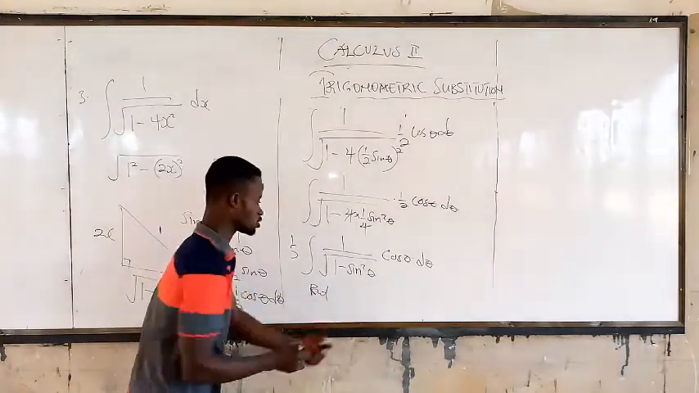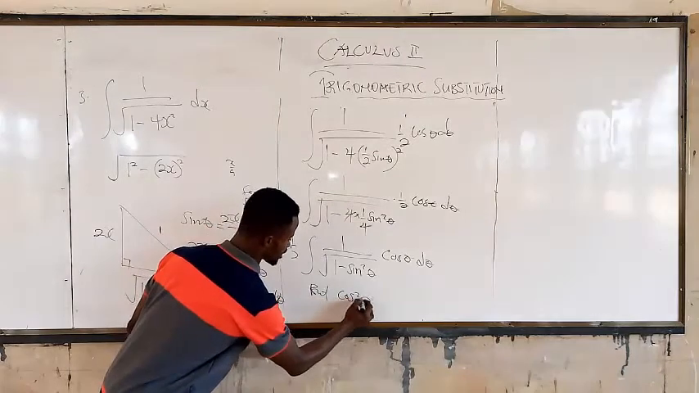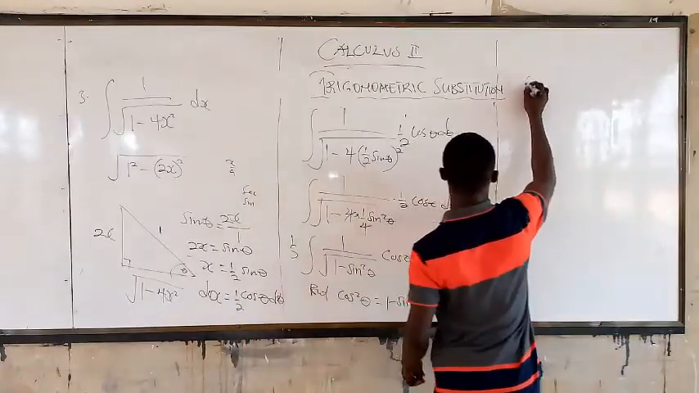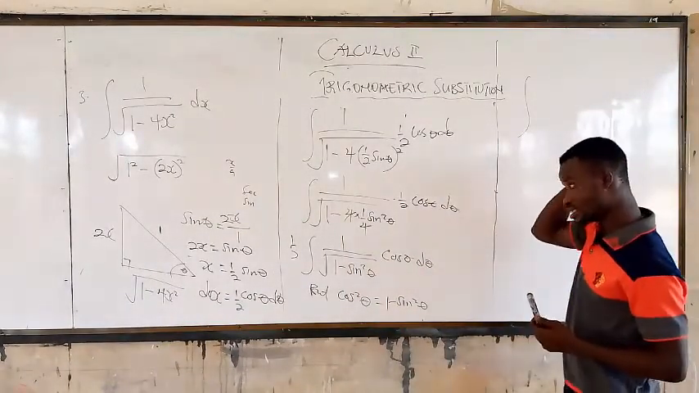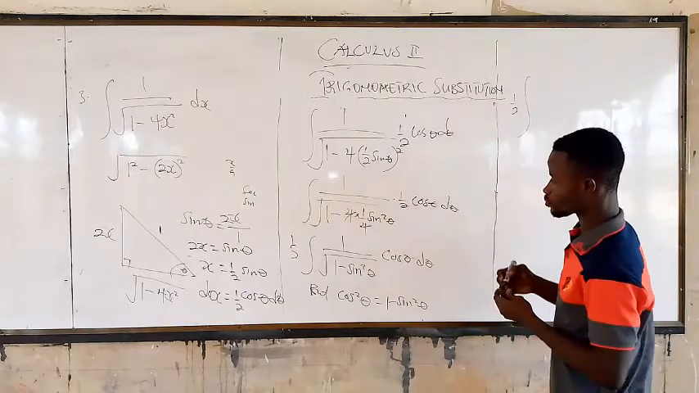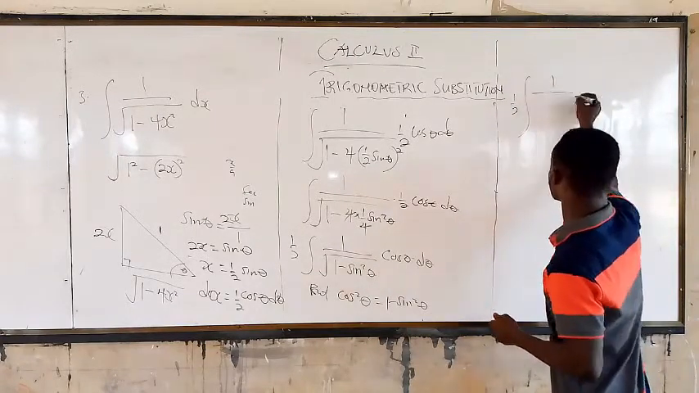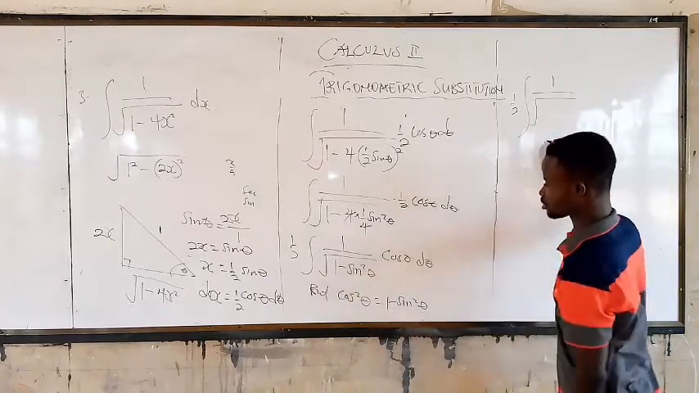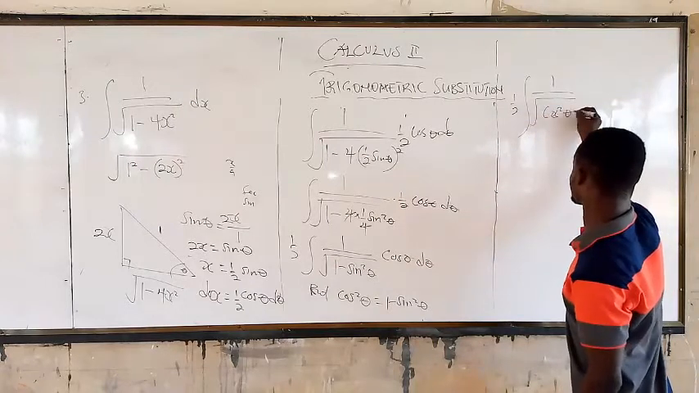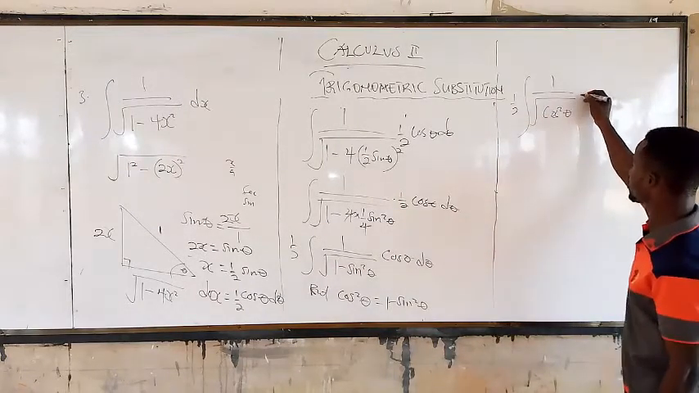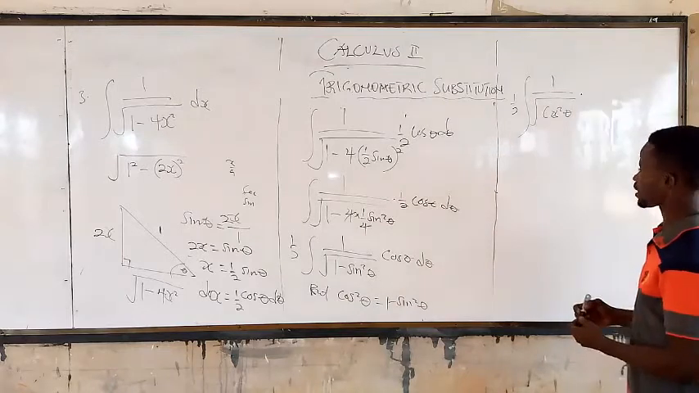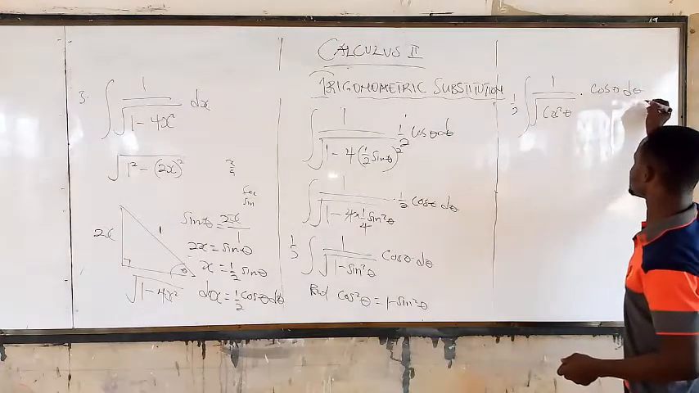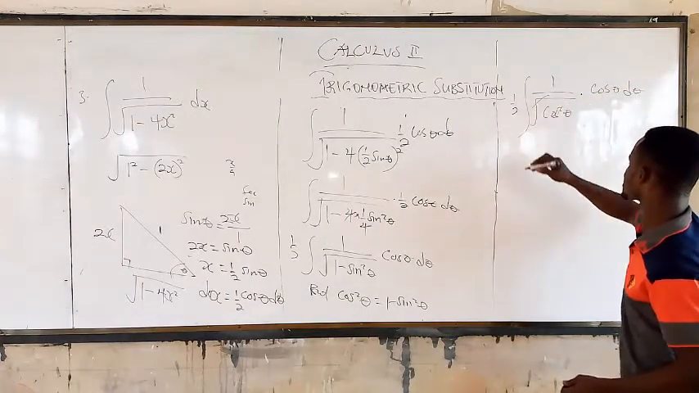But we know that this is equal to what? Cos squared theta is equal to 1 minus sine squared theta. So we get everything here to be half, 1 over the square root of, only the inside is what? Cos squared theta. Alright? Which is multiplying by cos theta d theta. So this takes away this.